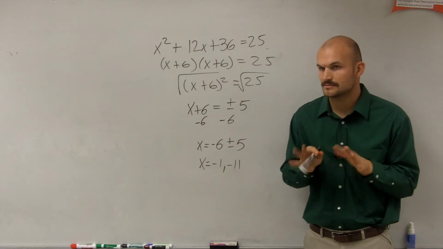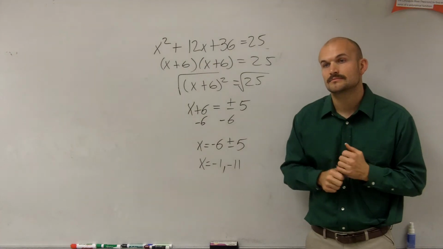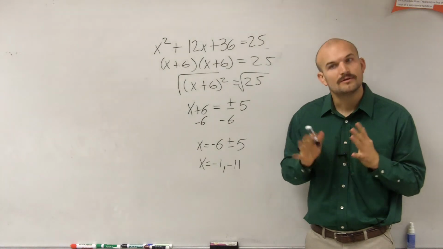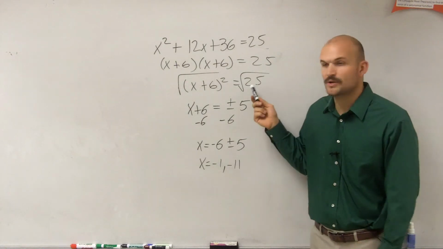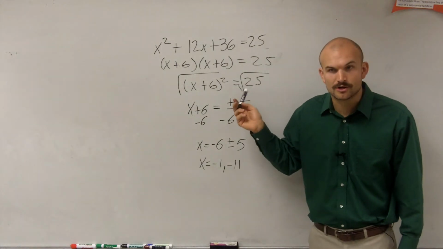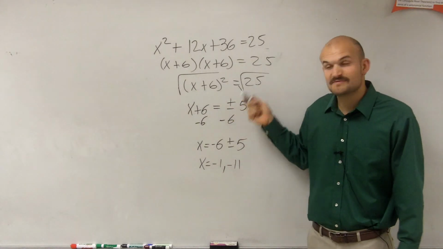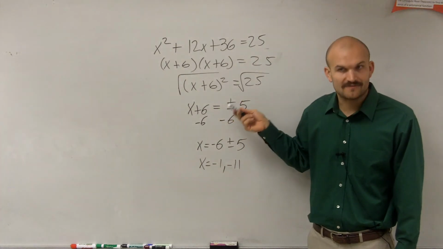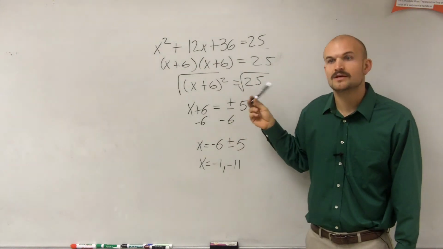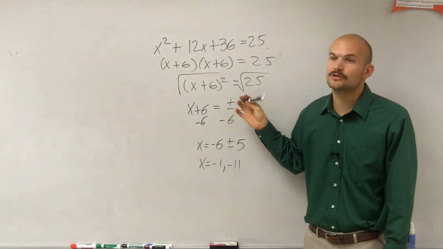Make sense? Remember, you have to include plus or minus because when you introduce the square root, we don't know if you're talking about positive 5 or negative 5. Positive 5 times 5 gives you 25, and negative 5 times negative 5 gives you 25. So when you introduce the square root, you have to include both of them.